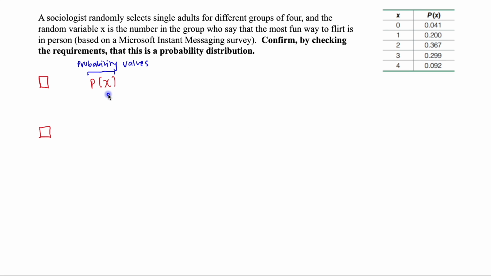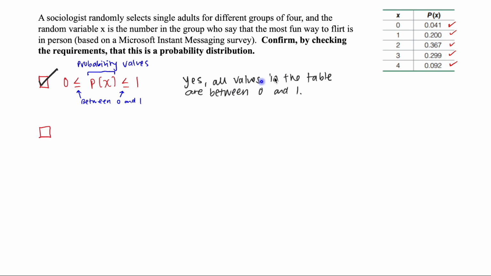The first one is we want to make sure that the probability values in the table are all between 0 and 1. So what you're going to do is come to that probability table and go one by one and check that each one of these values is between 0 and 1, which we see here they all are. So they are all between 0 and 1, so I'm going to put a check mark there. It's been satisfied.